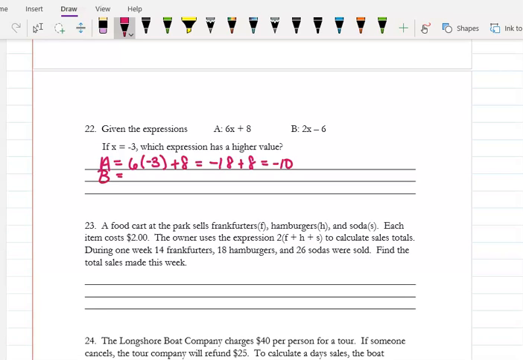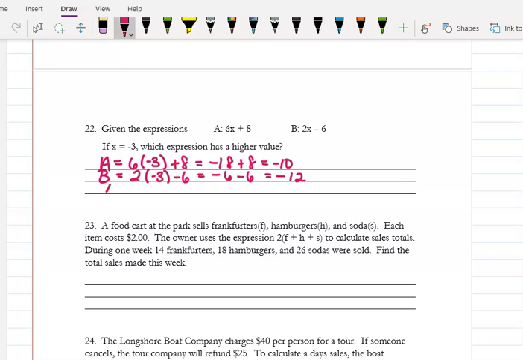And B is 2 times negative 3 minus 6. So 2 times negative 3 is negative 6, minus 6, which is, again, combine those and keep it negative, so negative 12. Okay, so now we know what the values are, which expression has a higher value? Now remember, whenever you're dealing with negative numbers, the bigger the number that it looks like, actually the lower it is, because the further left you go, the lower the number gets.